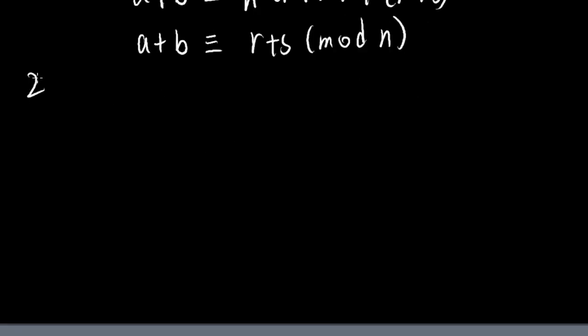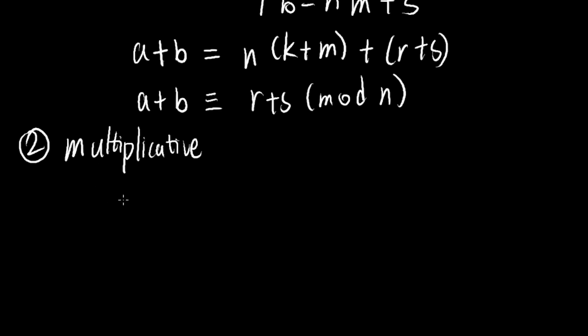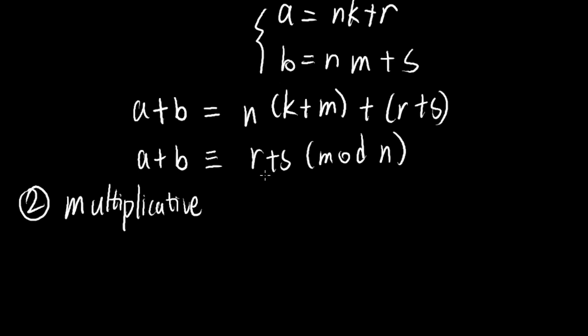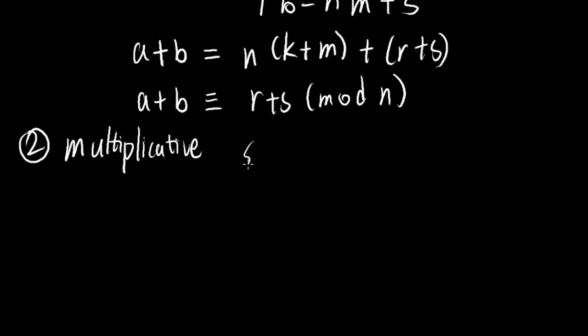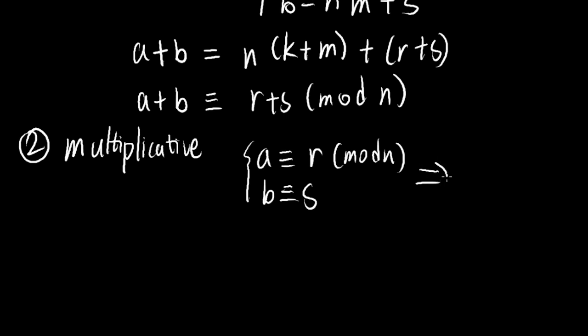At the same time, we can show that modular arithmetic is multiplicative. What we mean by multiplicative is that, similarly, when a is congruent to r mod n and b is congruent to s, we get a times b is congruent to r times s mod n. This is what we mean by multiplicative.